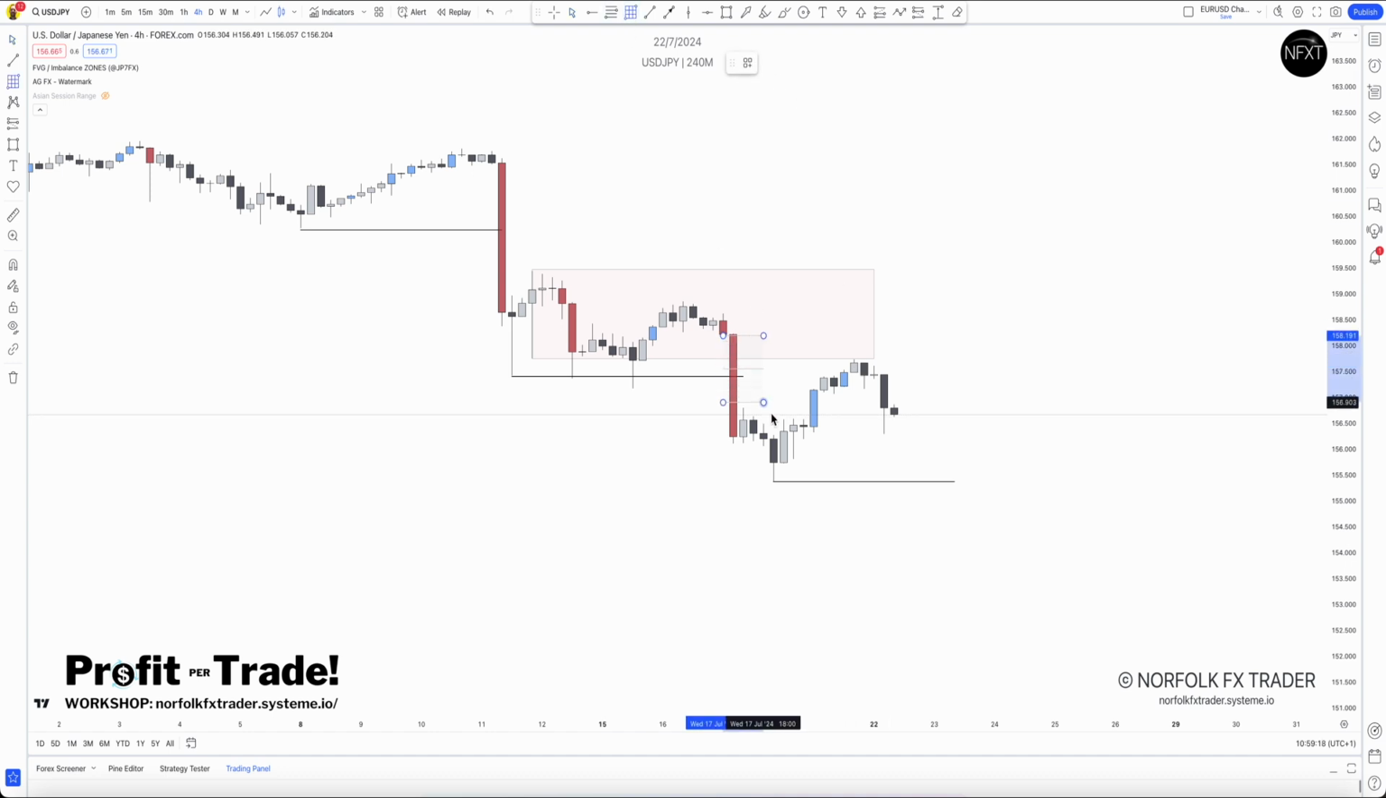Now we also have here an area of imbalance. This is where we have some leftover orders within this candle to the downside, where there's been only selling pressure in the market. We pull back in, reverse this bullish imbalance, and we push to fill this imbalance next.